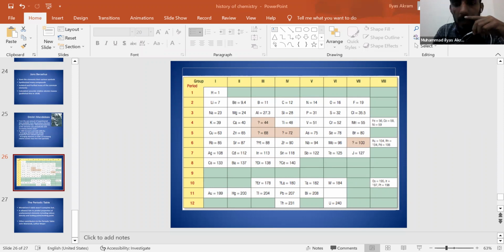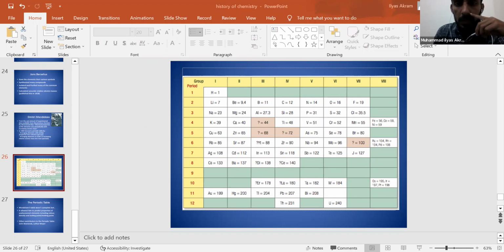Then he discovered a relation between pressure and volume, PV equals some constant, that is K. Then Antoine Lavoisier came with the idea that matter cannot be created or destroyed, and the proportion of masses remains equal on both sides, the product and the reactant side.